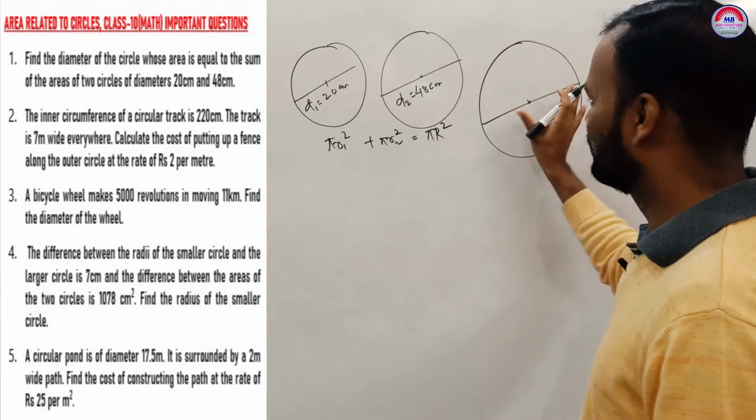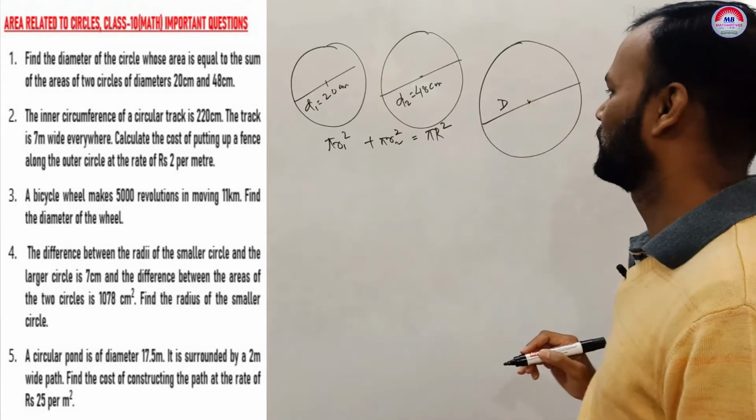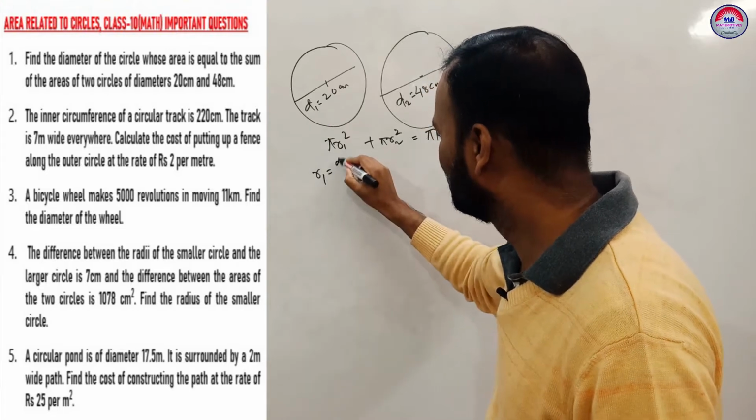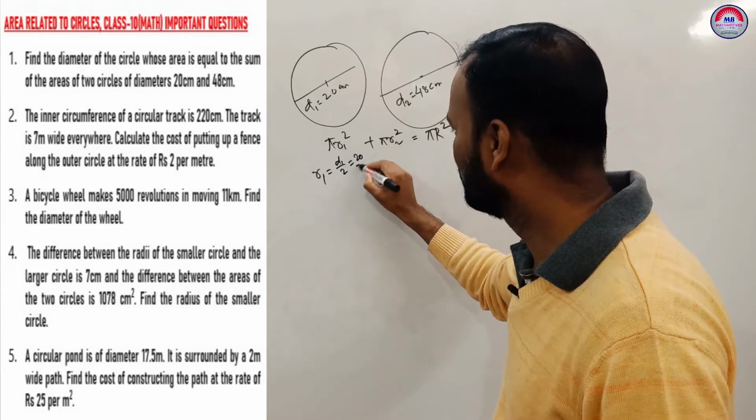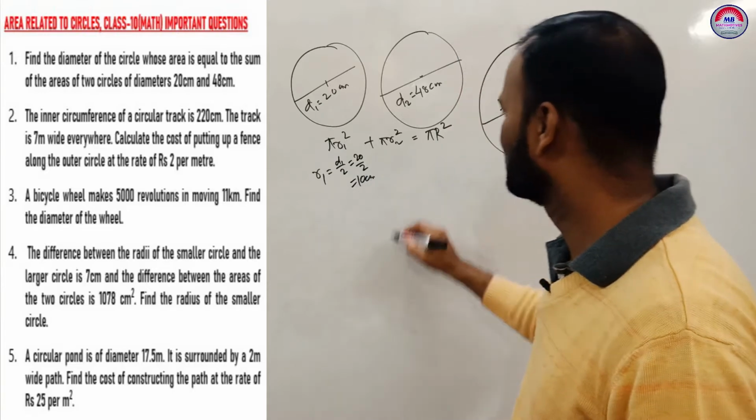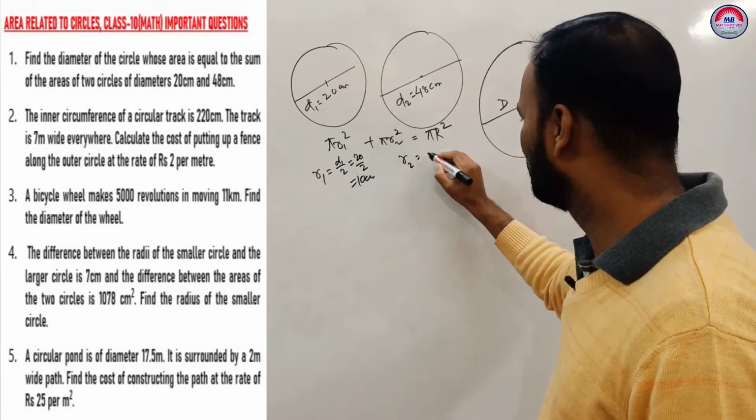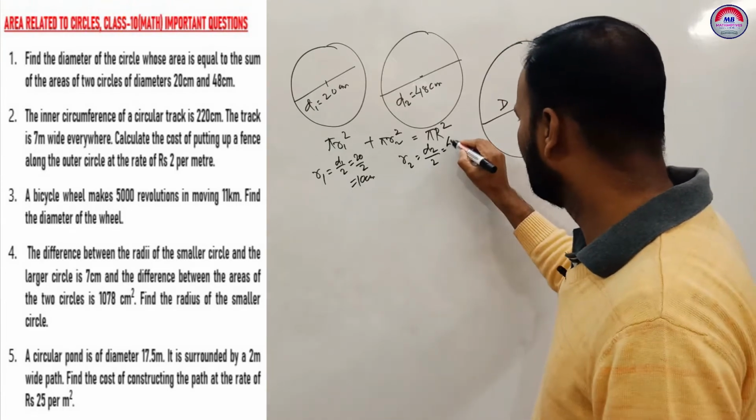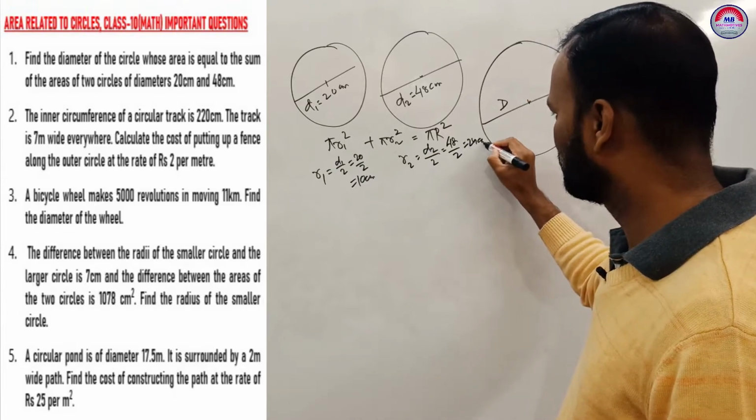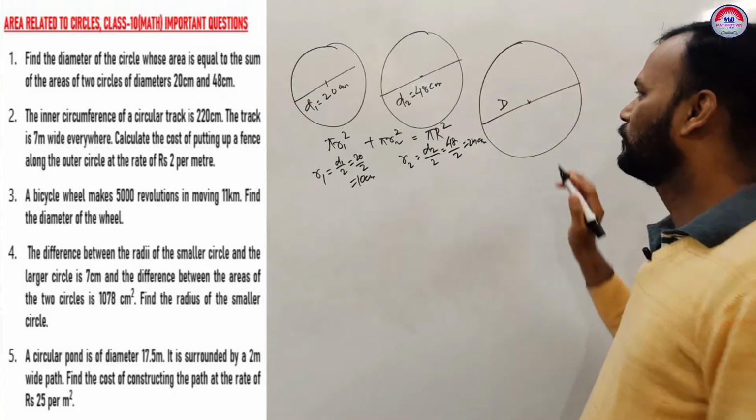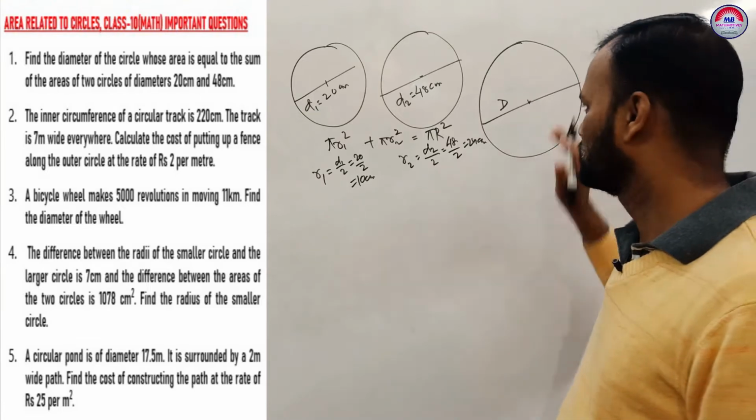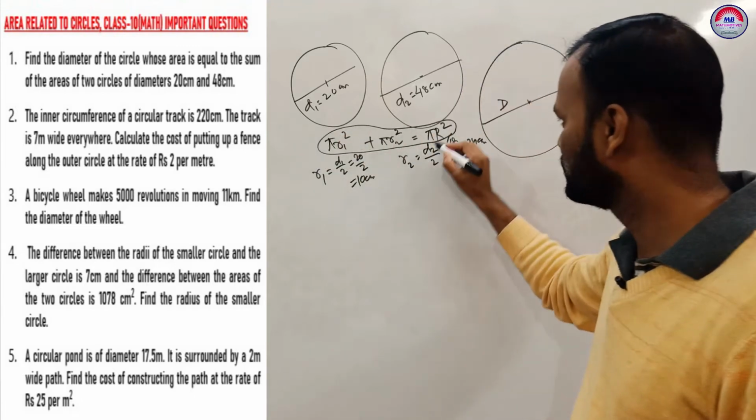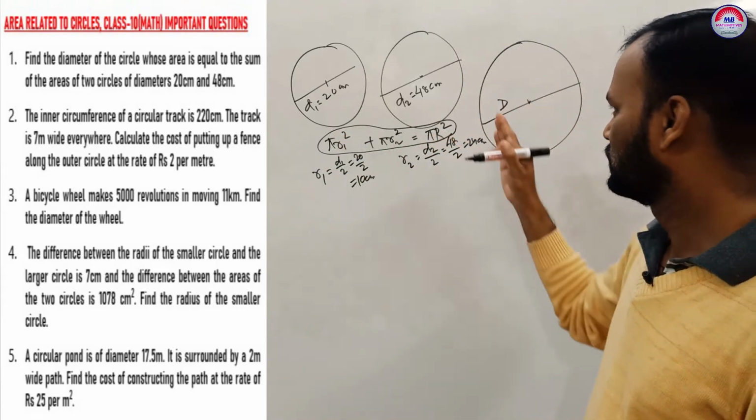You see, you have to find the diameter. Let it be D. Here you see D1 is given. So R1 is equal to D1 by 2, that is 20 by 2, which is 10 centimeter. Similarly R2 is equal to D2 upon 2, that is 48 upon 2, which is 24 centimeter. Now we have to find the diameter of the third circle. If you add the area of the first circle and the area of the second circle, it is also the area of the third circle.